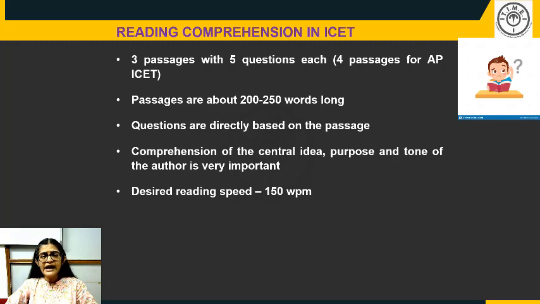And an ideal reading speed would be around 150 words per minute, because the passages are 200 to 250 words long. So if you have a reading speed of 150 words per minute, then you can easily finish reading the passage in under 2 minutes, right? You won't take 2 minutes to finish reading the passage, and after that you can answer the questions. That reading speed should be fine.